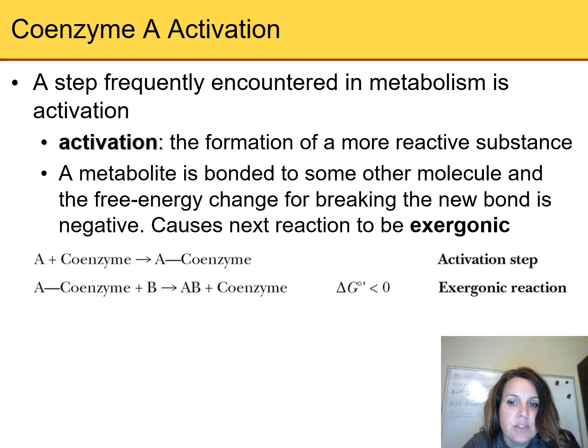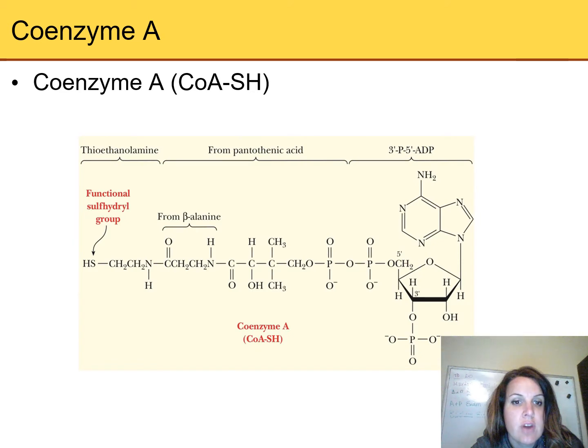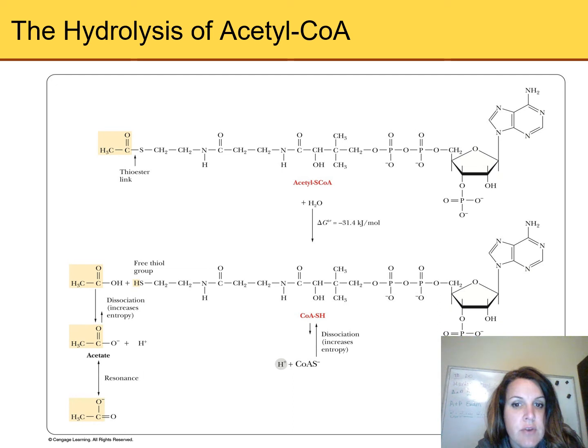But basically what you see is you have an activation step where a substance is bound to the coenzyme, and then you have the exergonic step where that coenzyme releases the substance with a release of energy. Here is the structure of coenzyme A, and pay special attention to that functional sulfhydryl group at the end. And what you see here is that the sulfhydryl group is lost, and there's a thioester linkage to an acetyl group. And that forms acetyl-CoA that donates 2 carbons to the Krebs cycle.